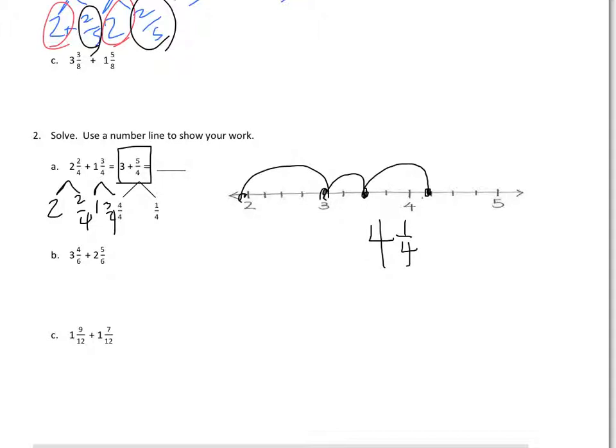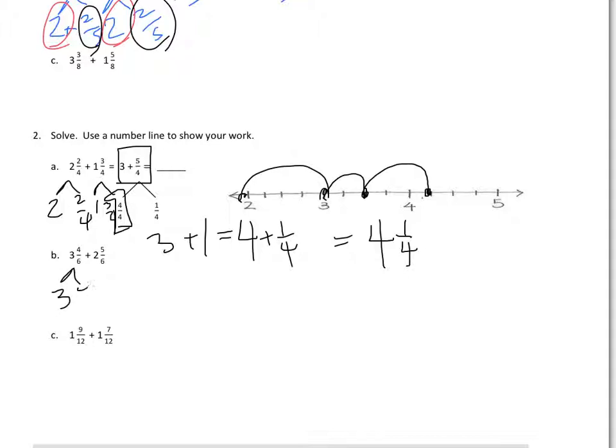I can also see that from here. So I got 3 and 5/4. That exchanges. This 4/4 is the same as one whole, so it would be 3 plus 1 is 4 plus 1/4, getting that same answer. So students are going to want to solve both ways for these two problems. So first, solving using the number model.